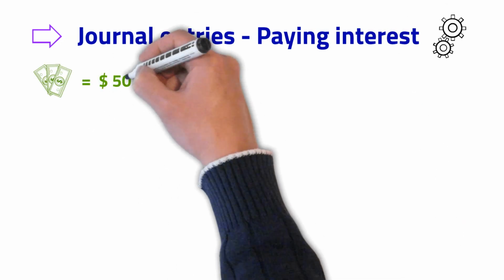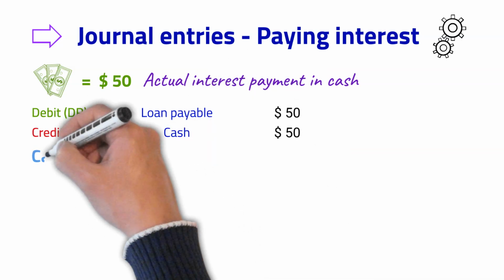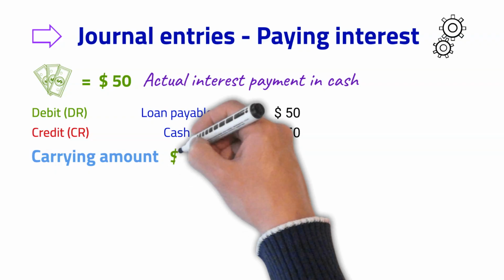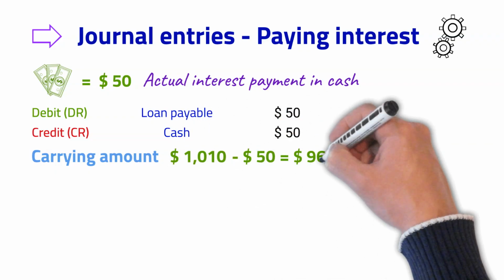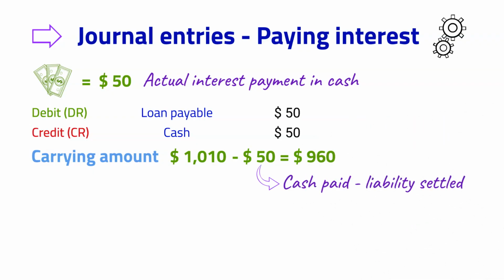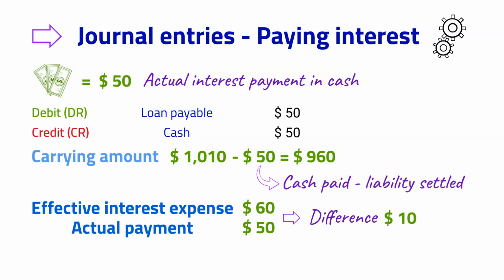Now we actually pay the interest, and the actual payment is $50. Debit loan payable 50, credit cash 50. With this journal entry, we reduce the loan liability from 1,010 to 960. So you see, the difference between the effective interest of 60 and the actual payment of 50 is 10, and it is added to the loan payable.